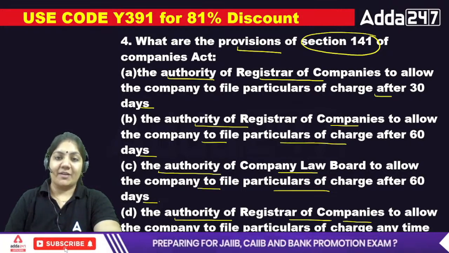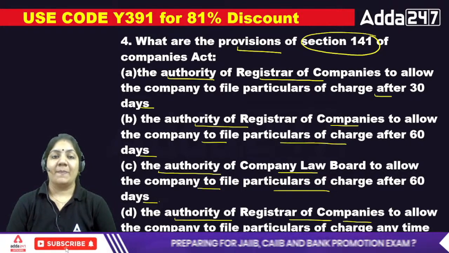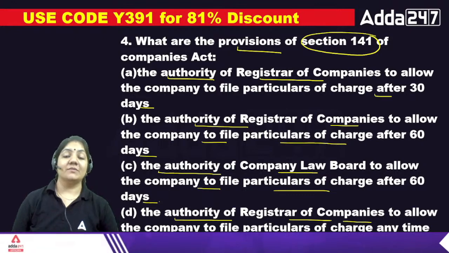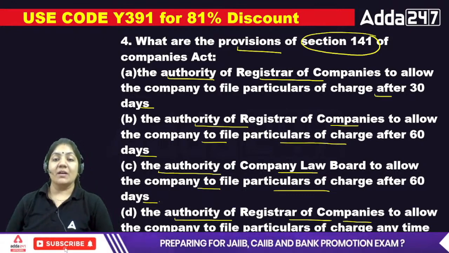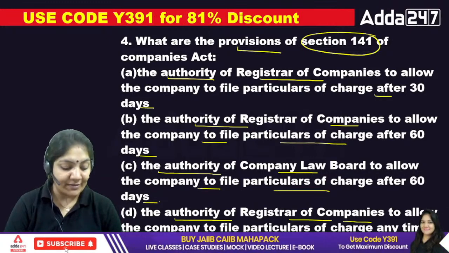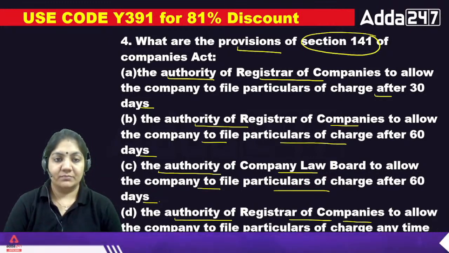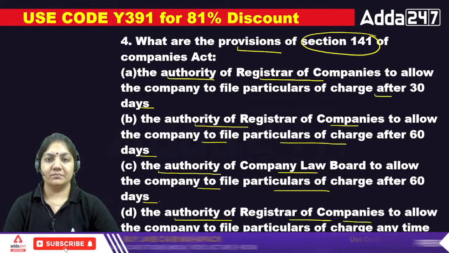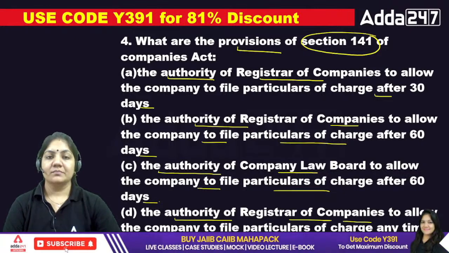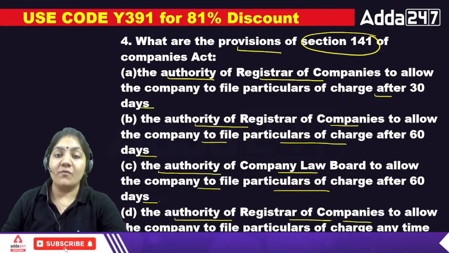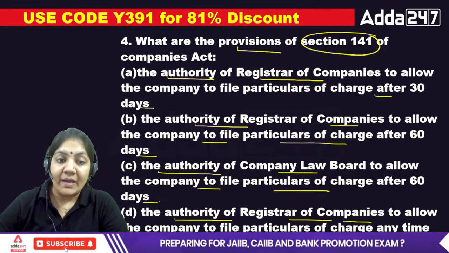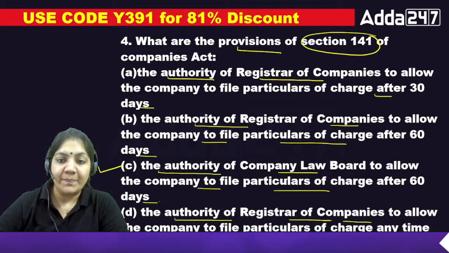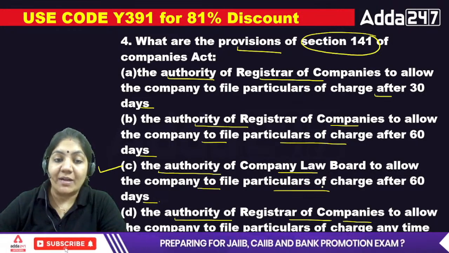The last one is any time. C is after 60 days. And in the options, the Registrar of Companies is also given, and the Company Law Board is also given. So which of the following is the right one? The provision of section 141 of the Companies Act lies with the authority of the Company Law Board to allow the company to file the particulars of charge after 60 days.